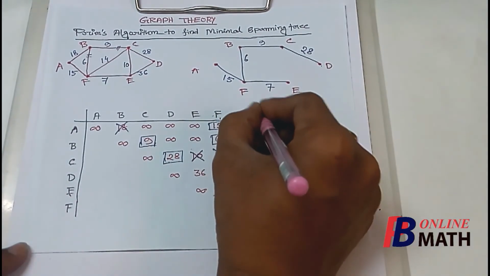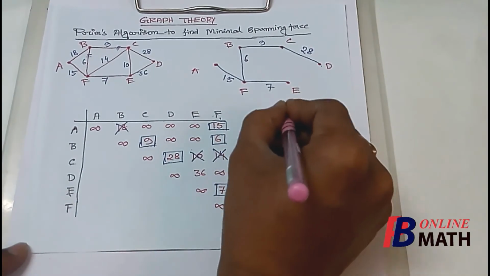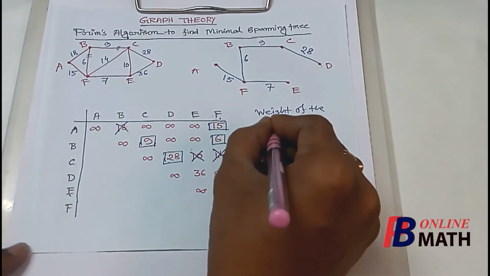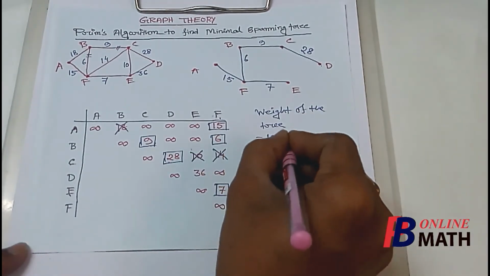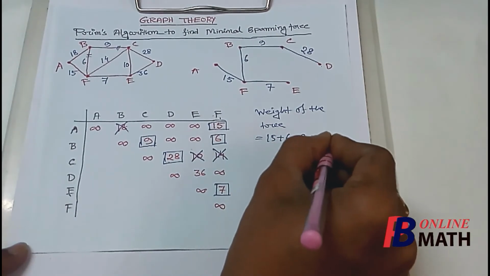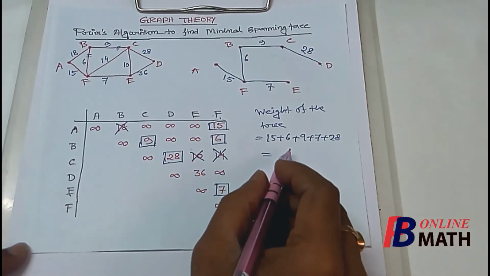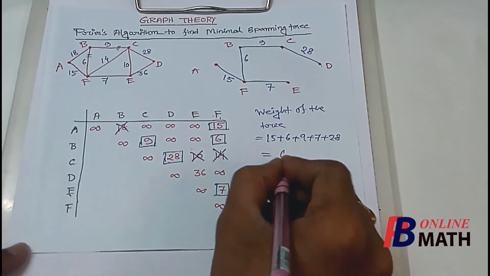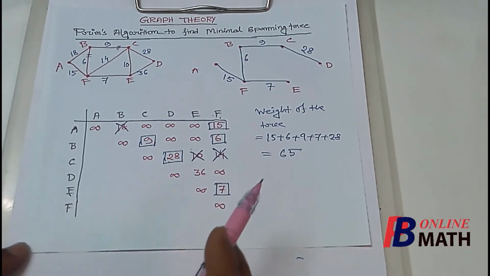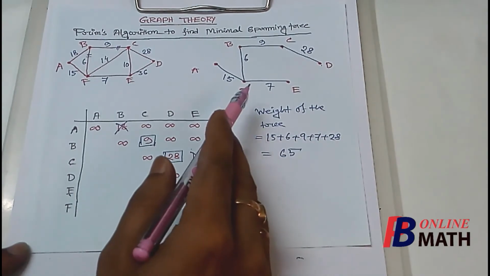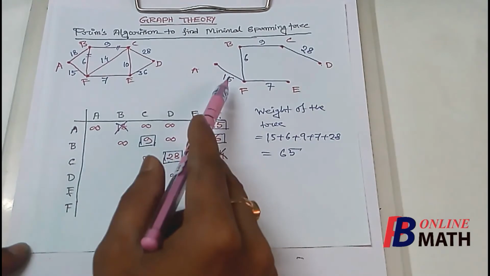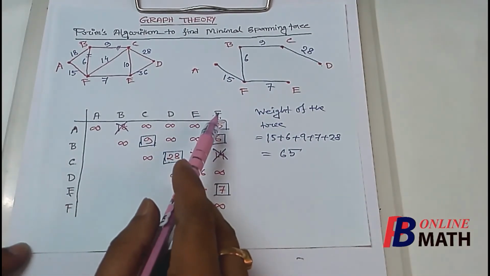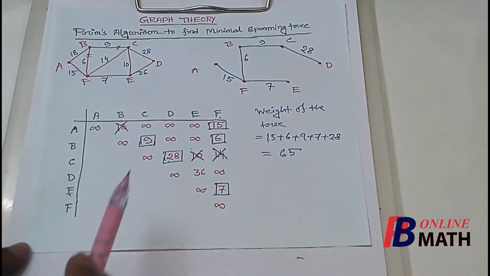And what is the weight of this tree? Weight of the tree, here we find that weight of the tree is 15 plus 6 plus 9 plus 7 plus 28, that is equal to 65. So this 65 is the weight of the minimal spanning tree. So this is the required minimal spanning tree having 6 vertices and 5 edges, and the weight of the tree is 65. So that completes the solution.